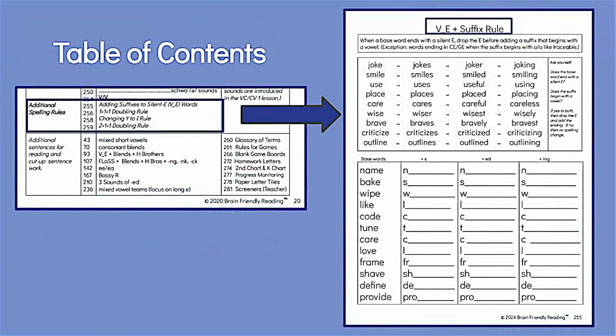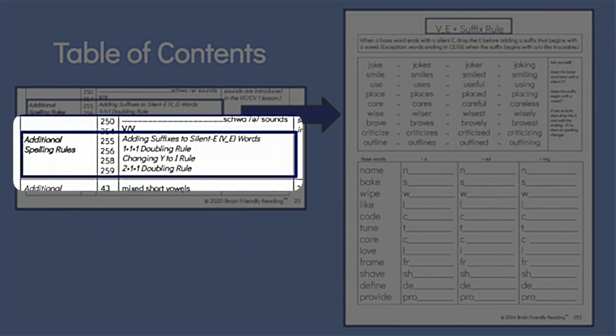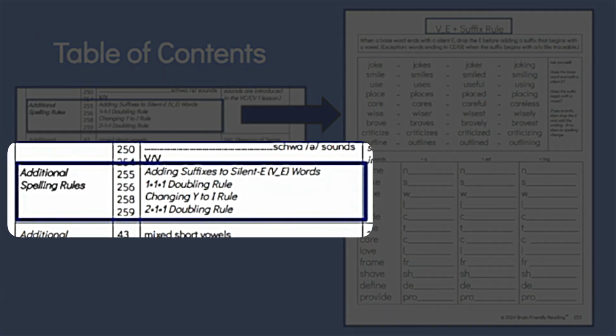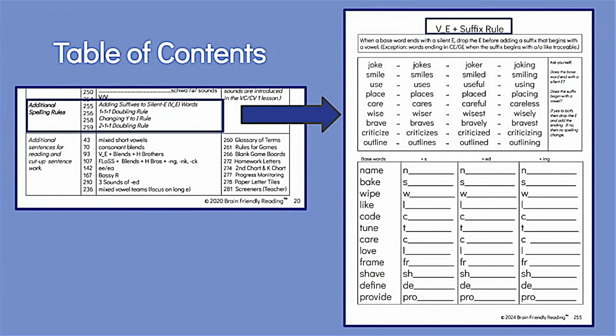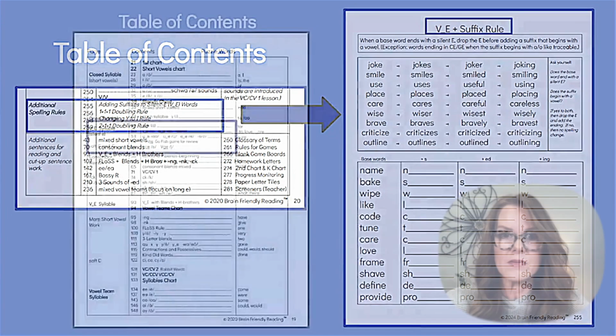The vowel consonant E suffix rule is one of a handful of spelling rules, and the lesson page is found on page 255 in your training companion guide. You'll find it with a grouping of other additional spelling rules, which are listed at the bottom of the second page of the table of contents. All of these lessons listed here can be taught earlier in the lesson sequence as needed and as appropriate for the skill level of your students.